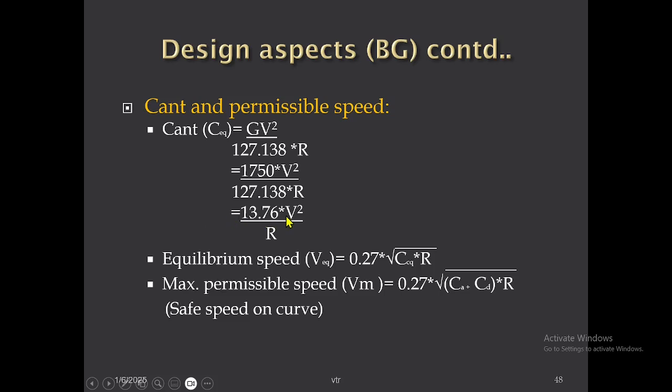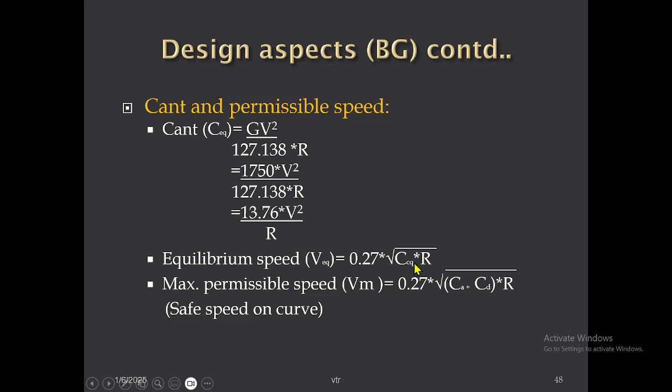From the equation cant equals 13.76 V squared by R, we can find out the V. We can reverse it and finally get the equilibrium speed equal to 0.27 into root of cant equilibrium into the radius. So this is about the equilibrium speed. For a particular superelevation, when you are running at this speed, exactly the centrifugal force will be balanced, and the center of gravity of the body will fall exactly in the middle of the track.